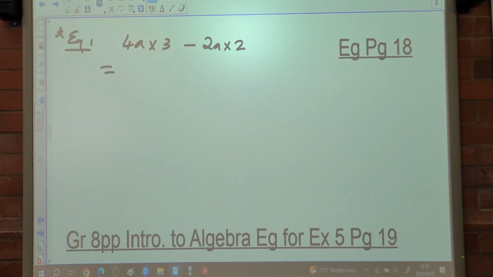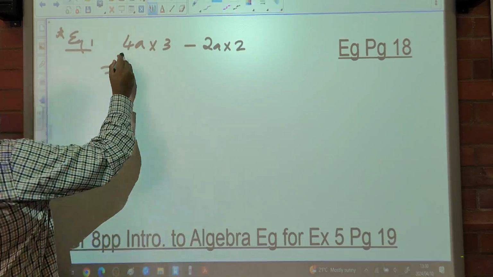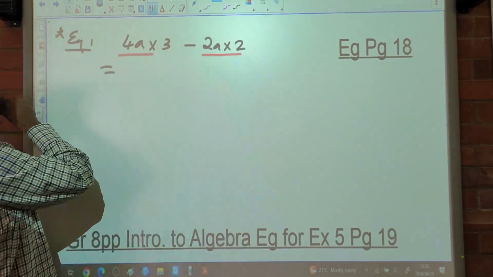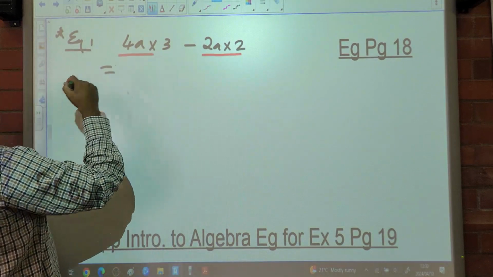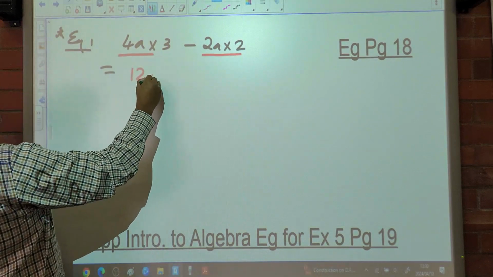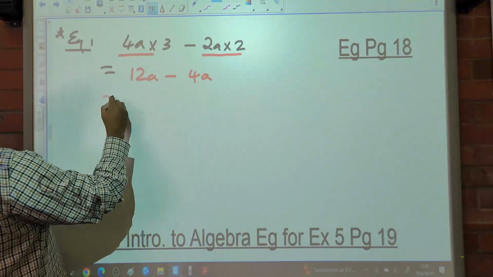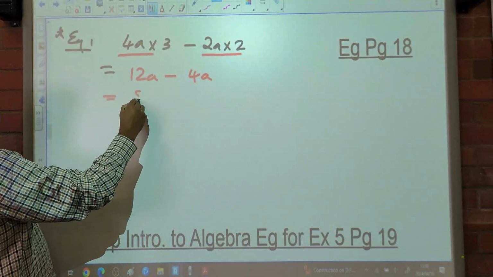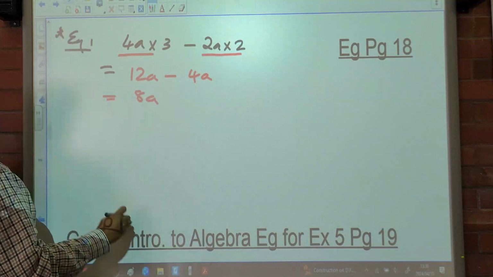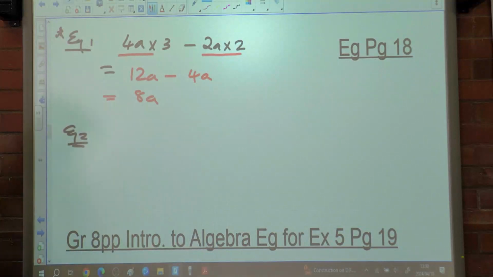Right, what's your answer? 8a. Who says 8a? Correct. How do you get 8a? According to Bodmas, multiplication first. 4a times 3? 12a. Minus 2a times 2? 4a. 12a minus 4a? 8a. You guys understand? Let's do the next example.